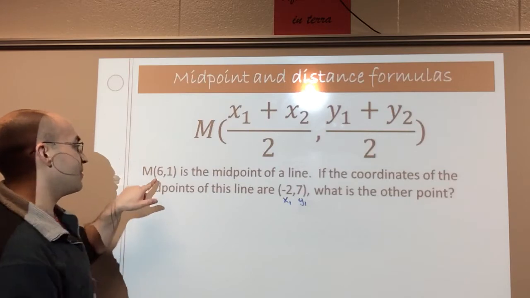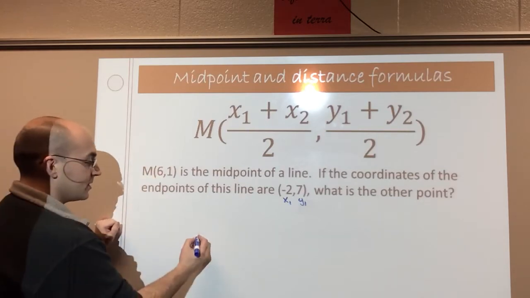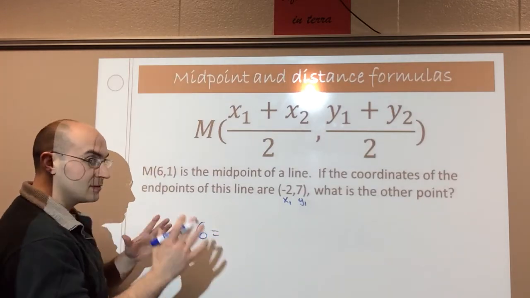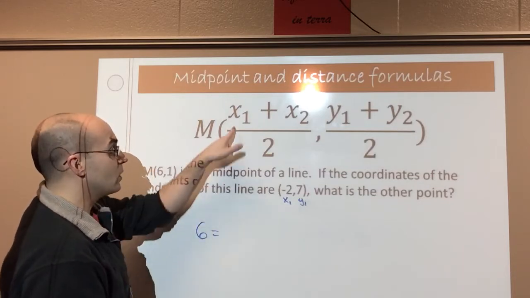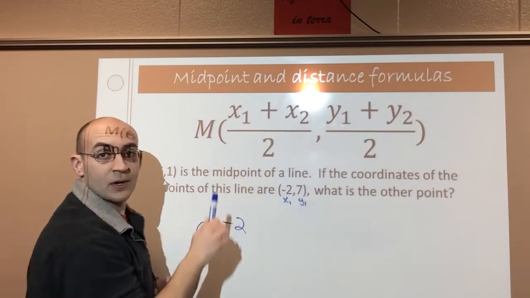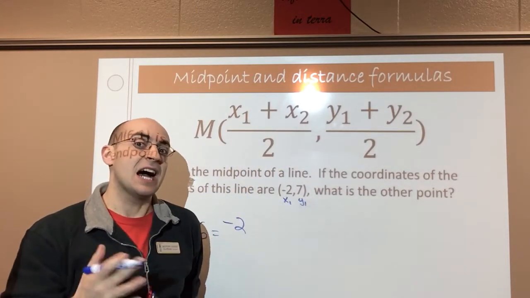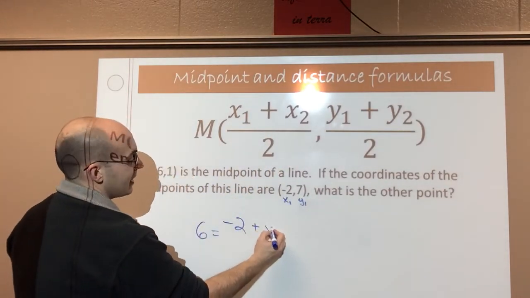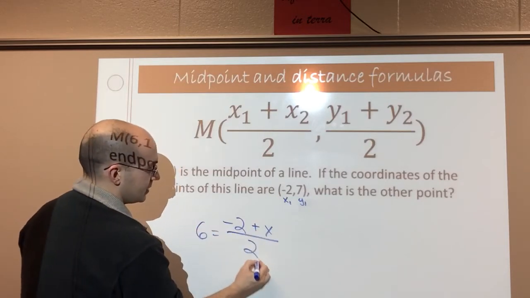So I know that the midpoint is 6. So 6 is going to have to equal some other part of this equation. We know what x1 is. It's negative 2, so put that there. This, however, the x2 value is something that I don't know. That's the unknown. So let's go ahead and just make that x. And that's going to be divided by 2.